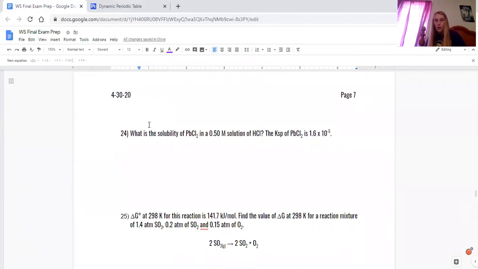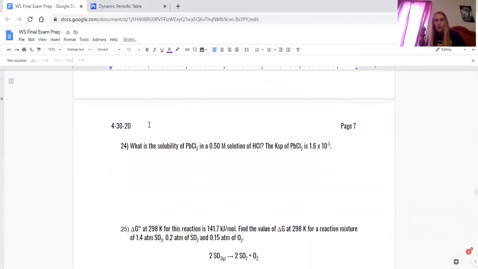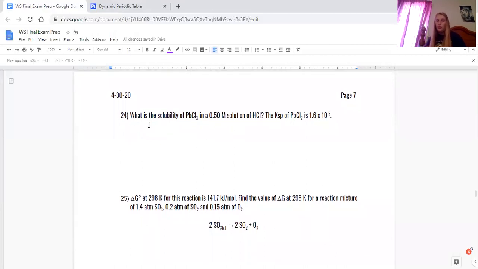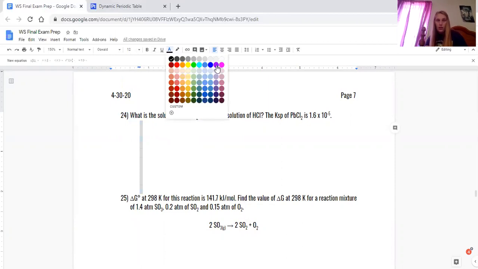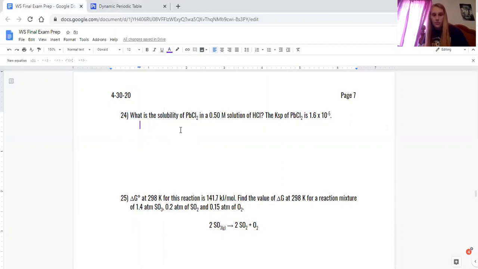Okay. What was the solubility of PbCl2 in a 0.5 molar solution of HCl? The Ksp of PbCl2 is 1.6 times 10 to the negative 5. All right, this one is going to be another one of those lovely RICE tables. Okay, so I have a RICE table here.